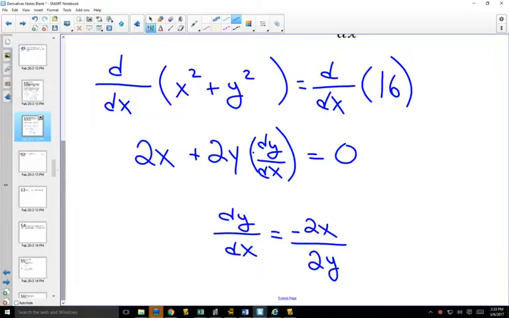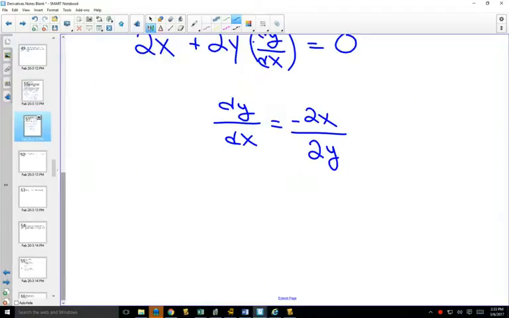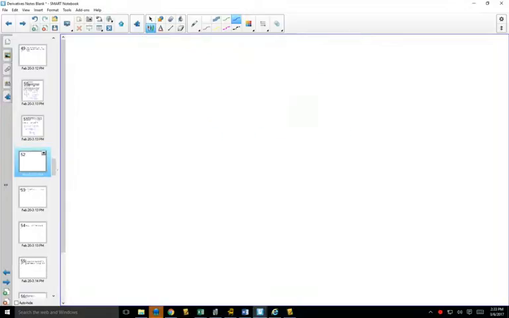So what I'm going to do is I'm going to do this same thing with a simpler equation. Let's say, you don't have to write this down.